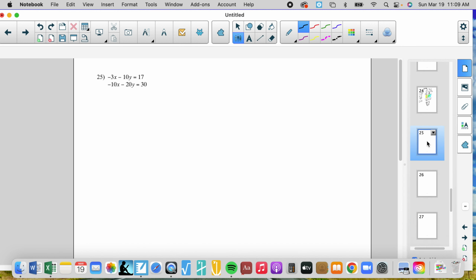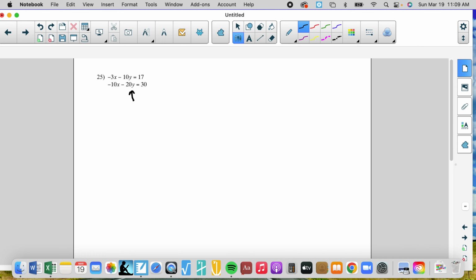So what do I want to, I'm kind of close, right, with my y's? I'm kind of close because 10 and 20 are multiples. 20 is a multiple of 10. So now, notice my signs are the same. They need to be opposite. They need to cancel each other. So what do I multiply negative 10? Well, I want to get rid of the negative 20y. What's going to get rid of a negative 20y is a positive 20y. So what can I multiply by negative 10 to make it positive 20? I multiply by a negative 2.